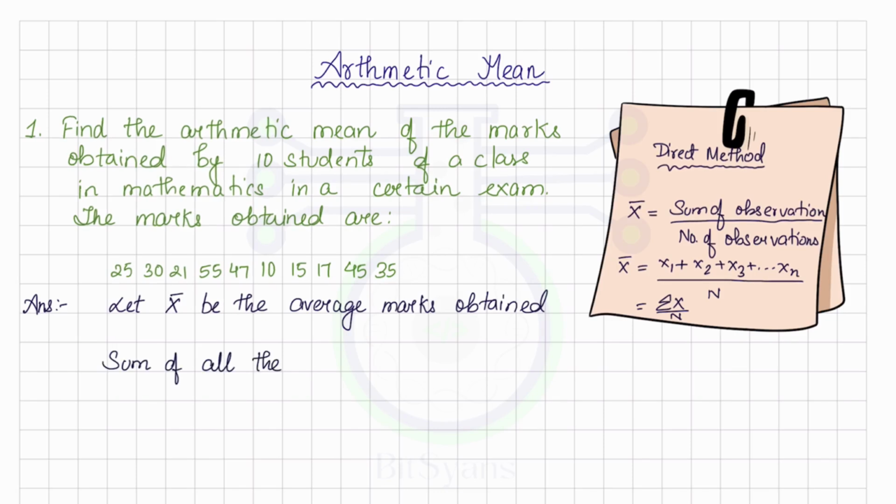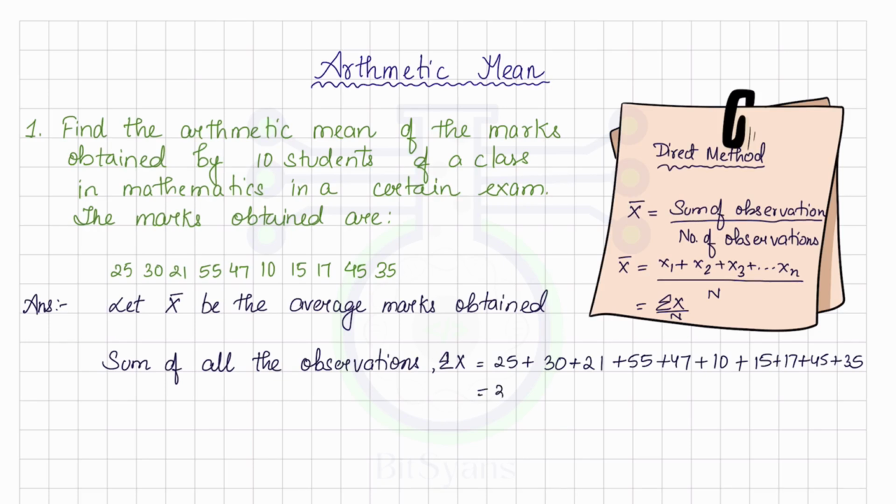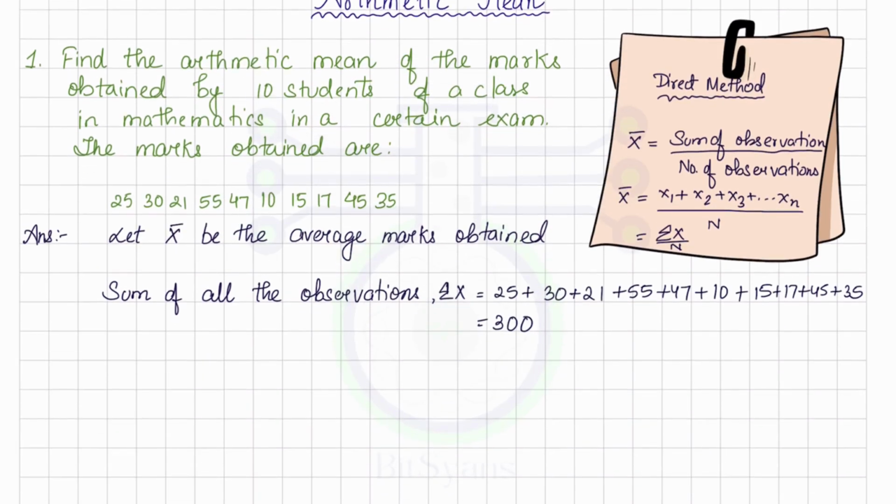Now let's calculate the sum of all the observations, which is summation of x. We need to add all the values that we already have. That is 25 plus 30 plus 21 plus 55, 47 plus 10 plus 15 plus 17 plus 45 plus 35, which is equivalent to 300. Then the number of students, which is n, is equal to 10.